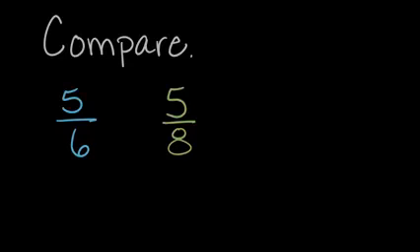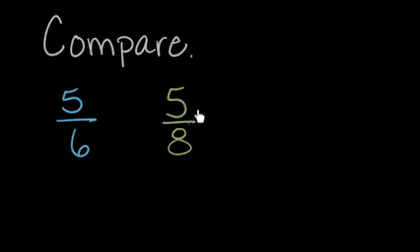Let's compare 5/6 and 5/8. Let's think about what they mean. 5/6 means 5 out of 6 pieces. If you have a whole, let's say a whole cake, and you cut it into 6 pieces, 5/6 is 5 of those 6 pieces. 5/8 again is 5 pieces.